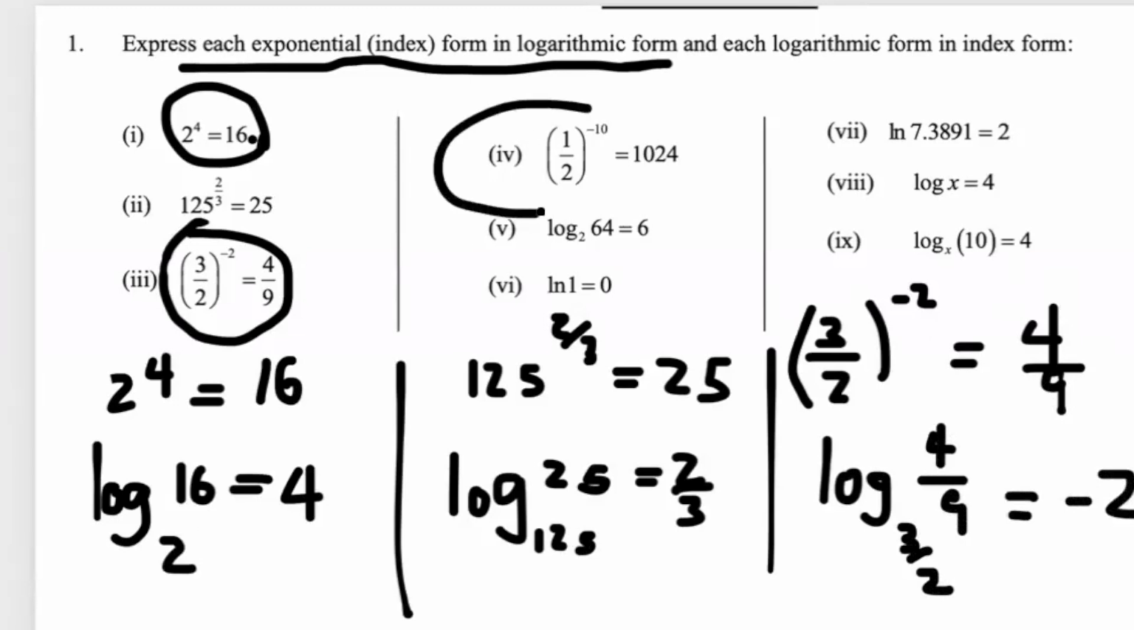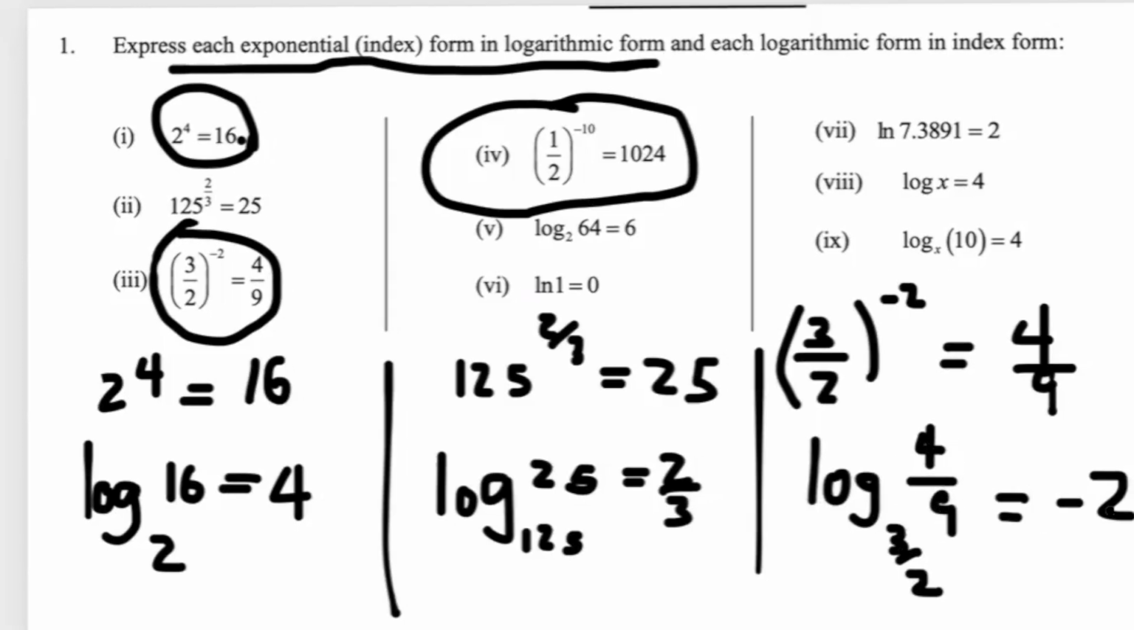So for the next one, I want you to go ahead and try this one. It's similar to what I just did. So pause the video, try this. And once you are completed, you can press play. And you should be getting log base a half, 1024 beside the log, and it's equal to -10.